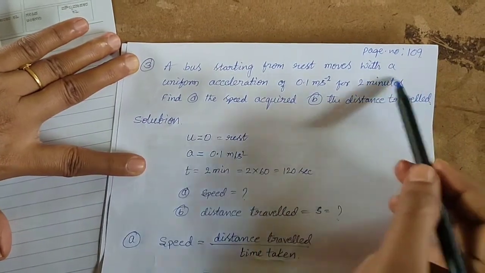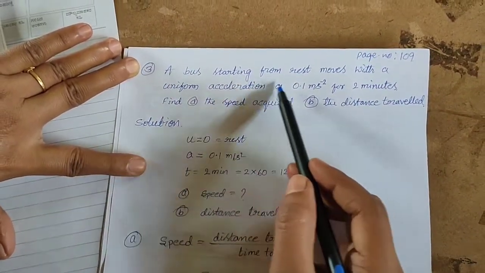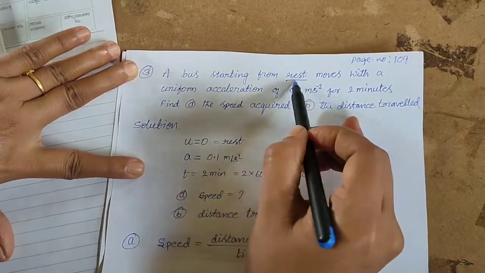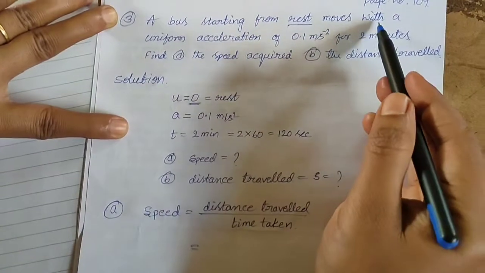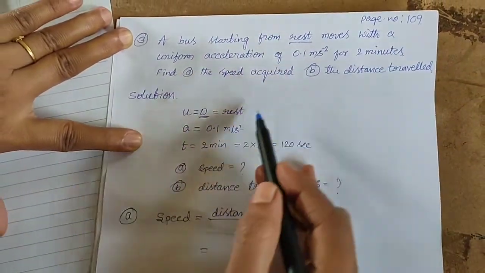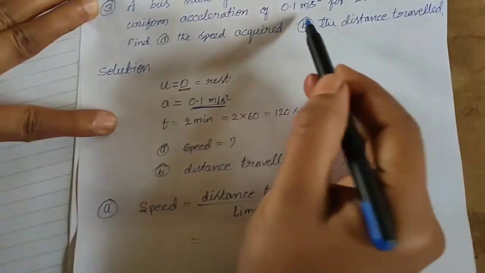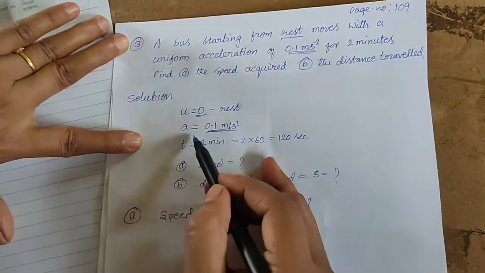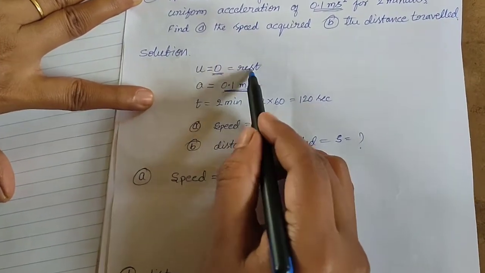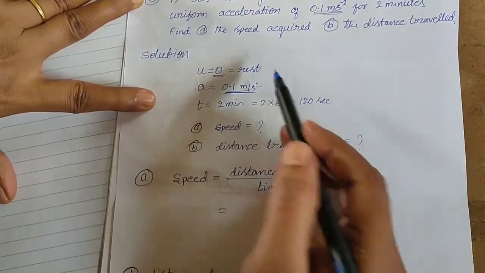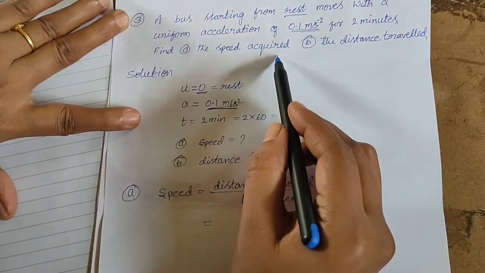Students, first analyze the question carefully. A bus is starting from rest, means the initial velocity will be 0, and moves with a uniform acceleration. Acceleration is 0.1 meter per second square. That is given. A is given. Initial velocity is rest, means it is 0. What is to be found? We can find the speed acquired.